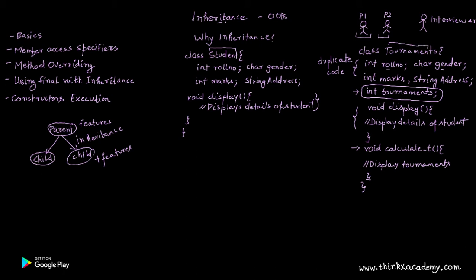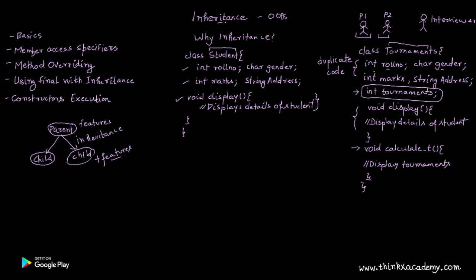So this class student has some features. You can see that they have some variables and some member functions, and similarly there is class tournaments, and it has some additional functions and additional member variables. So basically this class tournament is a child class which is going to inherit some or all of the properties of this class student, and it will add some more features to it.